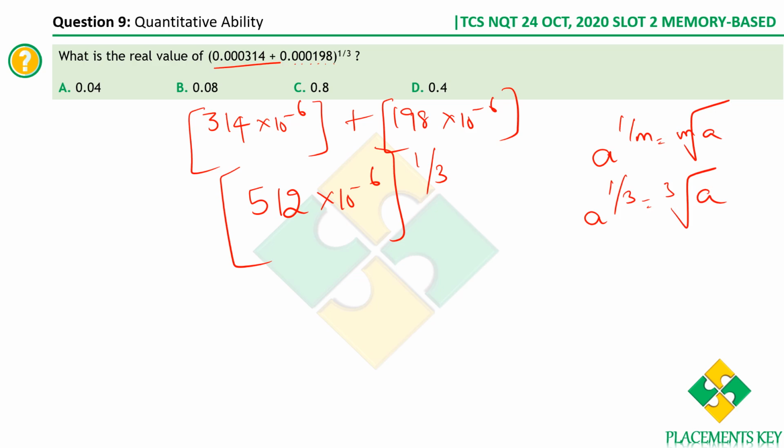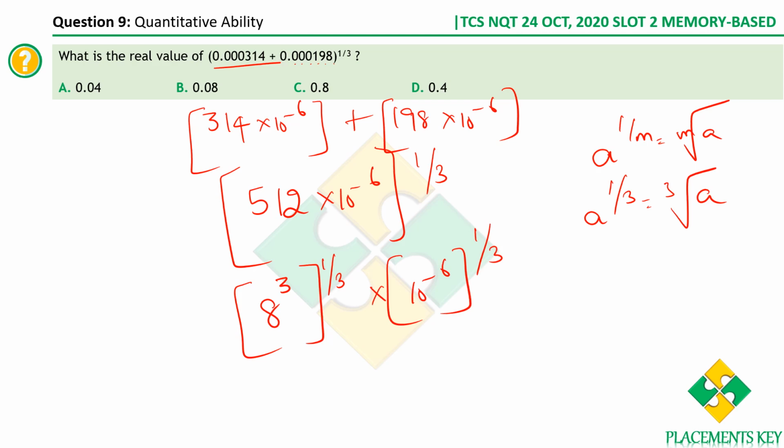What is the cube root of 512? You know that 512 is 8 cube. Let me also write it. Okay, 8 cube power 1 by 3 into 10 power minus 6 power 1 by 3. So what happens now? 3 cancel, and then we get 3 ones, 3 twos, because a power m whole power n is equal to a power m into n.